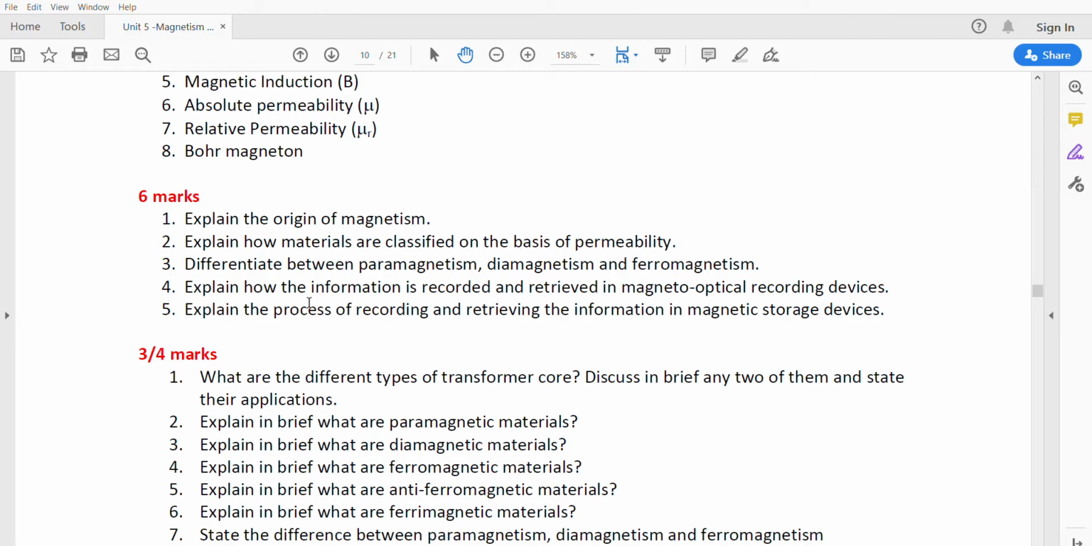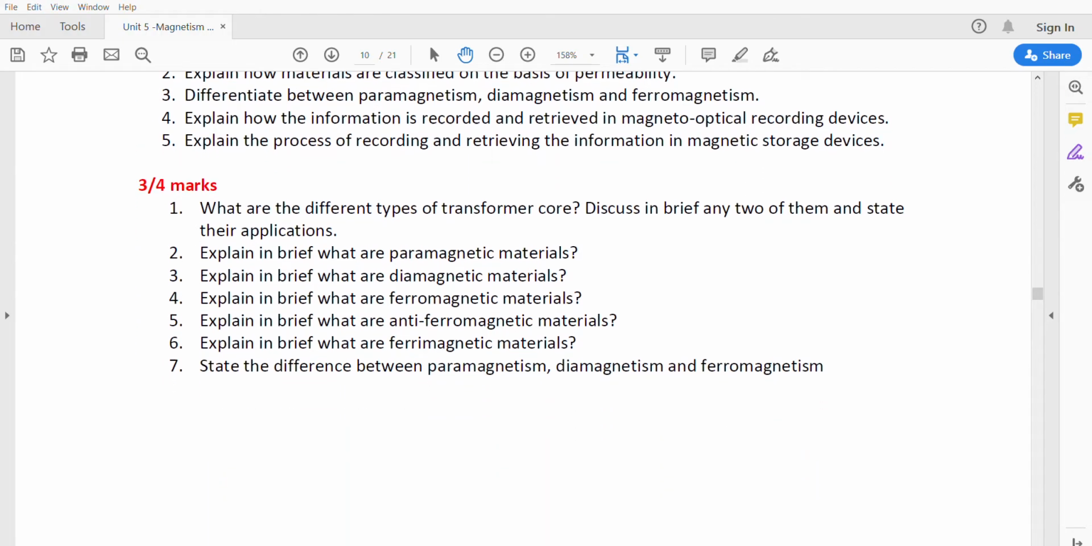And the fourth question and fifth question are about the applications. About magneto-optical recording devices, we have to explain how we are going to store the data using laser. And the fifth question is to explain the process of recording and retrieving in magnetic storage. This is ordinary magnetic storage using read head and write head, and the fourth question is using laser.